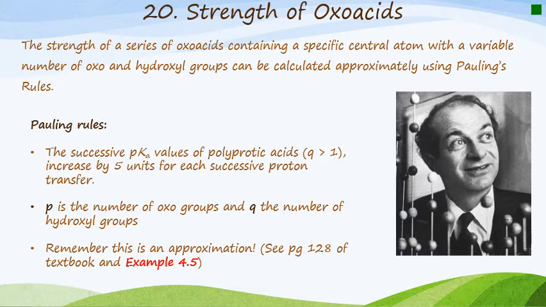Then you can get successive pKa values for polyprotic acids where Q becomes larger than 1, and that increases by 5 units for every successive proton transfer. I need to remind you that this is just an approximate calculation. There is a very good example in the textbook that you can try, example 4.5, and you'll be able to see exactly how we calculate these pKa values to give us some idea of the strength of these acids.